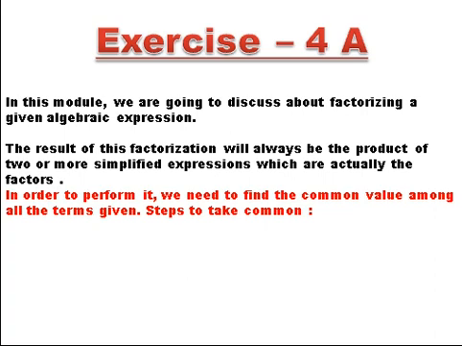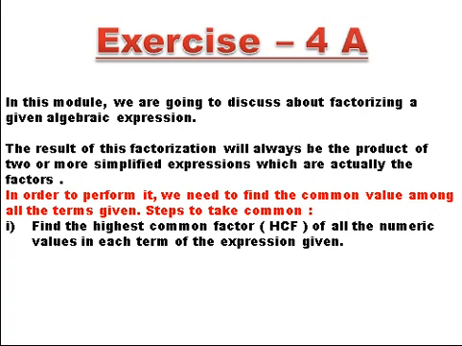The result of this factorization will always be the product of two or more simplified expressions which are actually called factors. Now in order to perform it, we need to find the common value among all the terms given, and the steps to take common are as follows. The first step, we need to find the HCF of all the numeric values in each term of the expression given. That means whatever number is there in each term, we are going to find the highest factor of it which is common among all the terms.